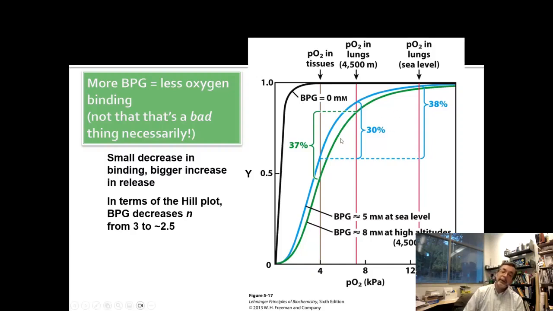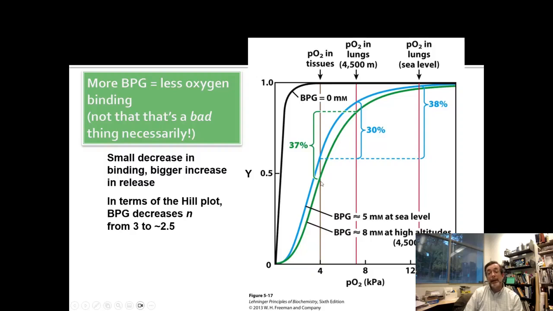But what if your body makes more of this molecule, the BPG molecule, that causes the hemoglobin to bind less? Seems weird at first, but if you look at what it does to the graph, it shifts you to the green line. So now, instead of loading up on the blue line here, you're loading up on the green line there. You're loading up at an even lower level, probably like 0.85 or something like that. But you're also letting go at a lower level.